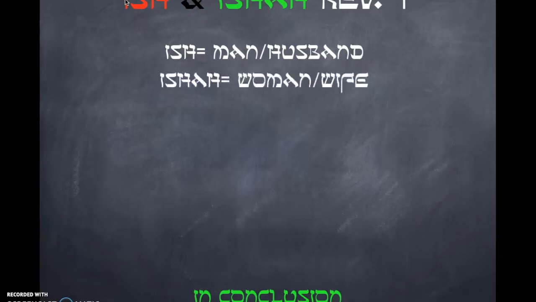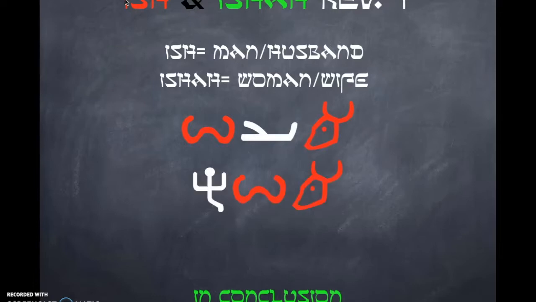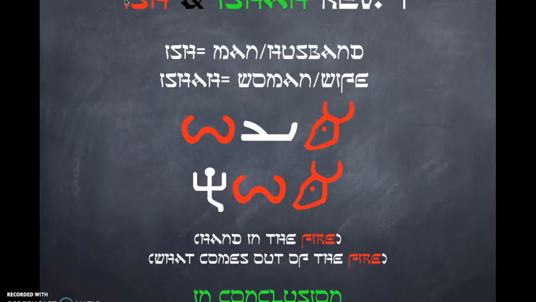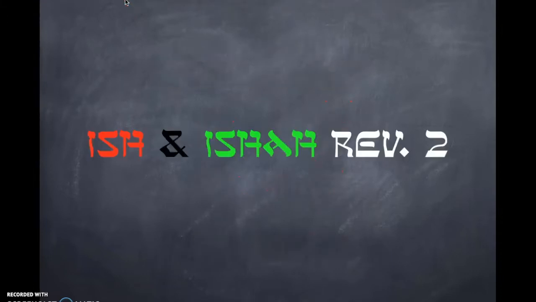So Ish again is man, husband. Ishah is woman, wife. Again, that's Aleph, Yod, Sheen, Ish. Aleph, Sheen, Hey, Ishah. Hand in the fire. So man's hand is in the fire, working in the fire. That's like if you put gold in the fire, hand in the fire. And Ishah is what comes out of the fire. That's pure, high grade that comes out of the fire, Ishah. Now let's go to Revelation 2.